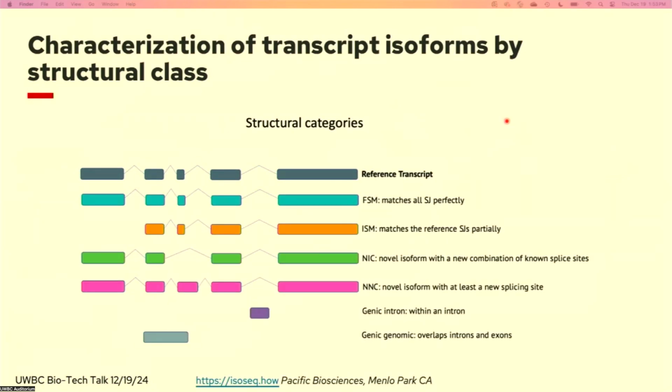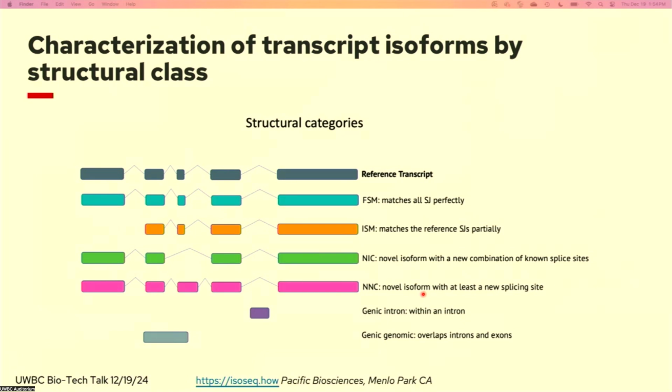Then your first pass analysis is this structural categorization of your isoforms. They're relatively self-explanatory, but we have our reference transcript, for example. A full splice match matches it perfectly. An incomplete splice match, as I mentioned, is where it doesn't match it fully. Again, typically we see a 5' difference. We have novel in catalog, which is a novel isoform with a combination of known splice sites. So in this example, this splice site is known, this is known, we're just skipping an exon.